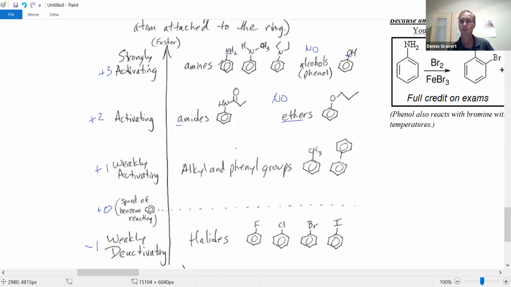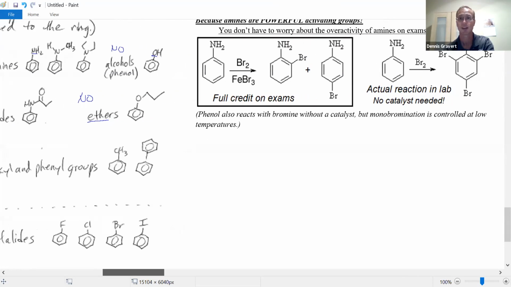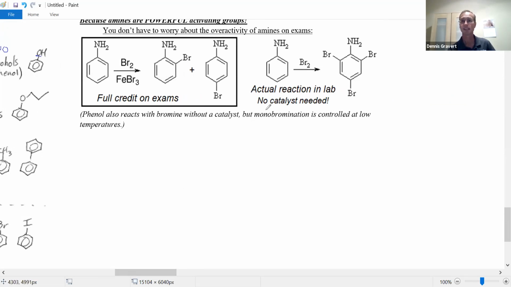Okay, so we learned that amines are strong activating groups, and now we're going to fill in a little more detail. Turns out in the lab they are so activating, you don't even need a catalyst. For the other directing groups, for any of those electrophilic aromatic substitution reactions, you need a catalyst. But for Br2 and FeBr3, if you still write these reagents on the exam, you will get full credit. But if you actually go in the lab, you don't have to have the catalyst.